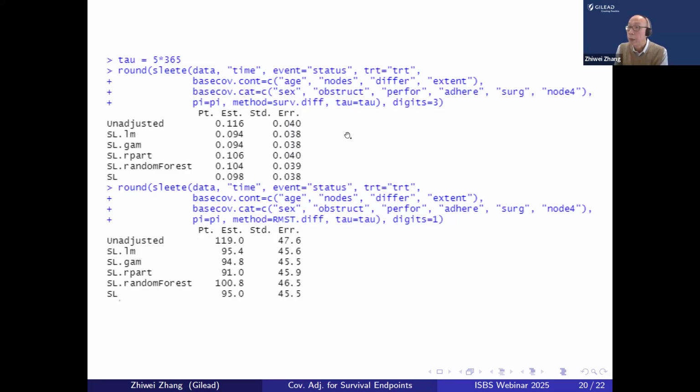Here again, the superlearner estimates are quite similar to the linear regression and additive regression estimates. And the covariate adjusted standard errors are generally smaller than the unadjusted ones.